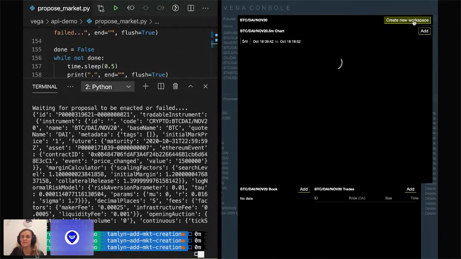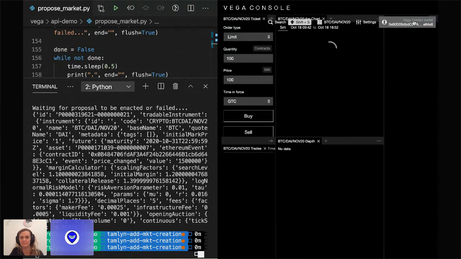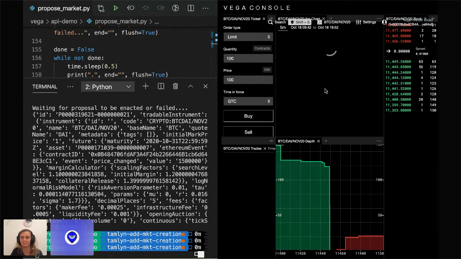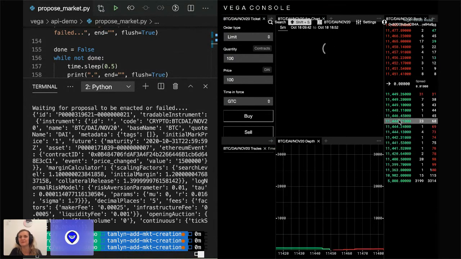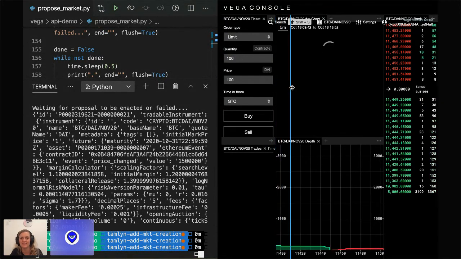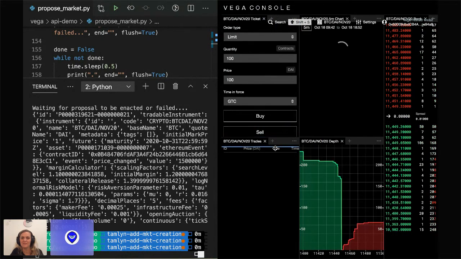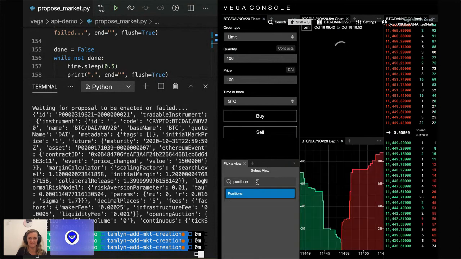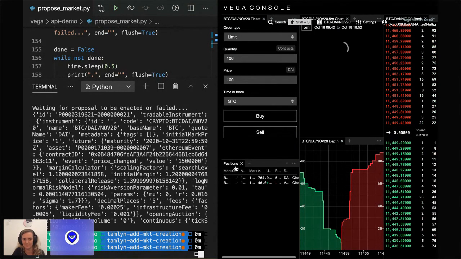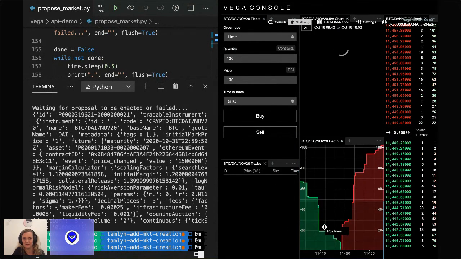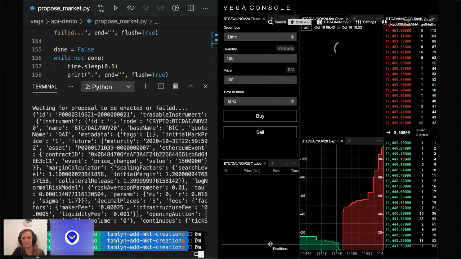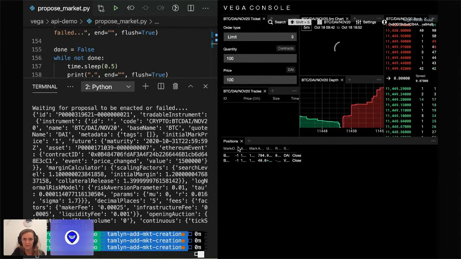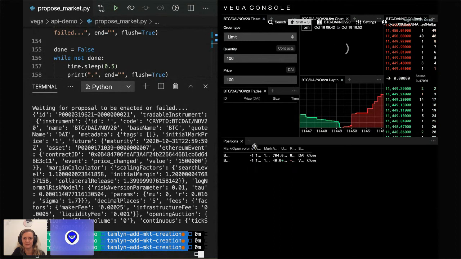Right, I'm actually going to create a new workspace for this market. Easy to do. Oh, wow. Okay, so we've got some order book volume here. So that's a little bit exciting. I'm going to pull up a positions window so that you can see it's actually operating as a real market. Just a bit of a squished screen at the moment, so apologies for not being able to read this very well.